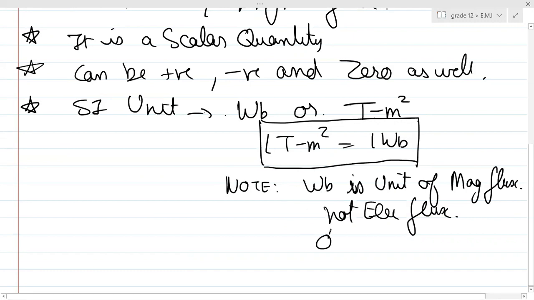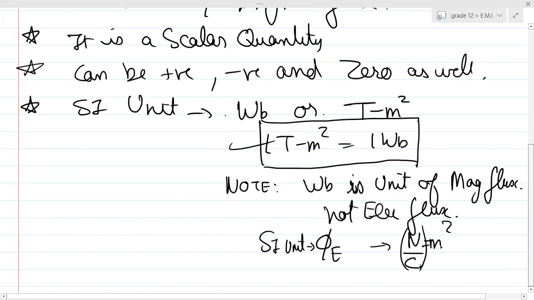What is the unit of electric flux? Newton meter square, Coulomb raised to -1. Newton per coulomb into meter square. This is your electric field and this is your area. Is this clear? So the SI unit, you remember, right?